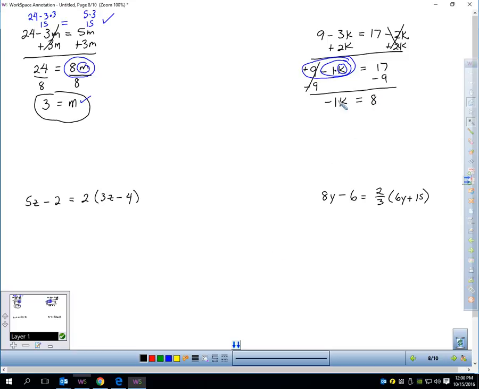And now the next layer of the onion, I've got to get rid of the times negative 1. So I should divide by negative 1 on each side. I'm getting k equals negative 8.